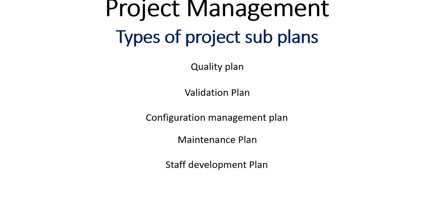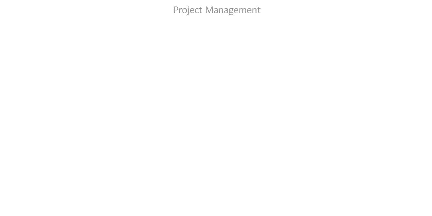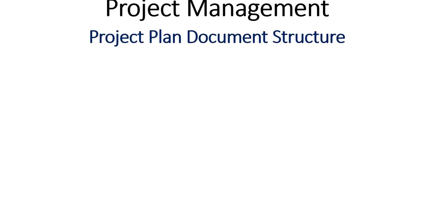And then staff development plan, I've talked about this one. This one tells us how the skills and experience of the project team members will be developed. I've talked about this earlier. And then we talk about project plan document structure. So project plan, the output of project plan is a document.